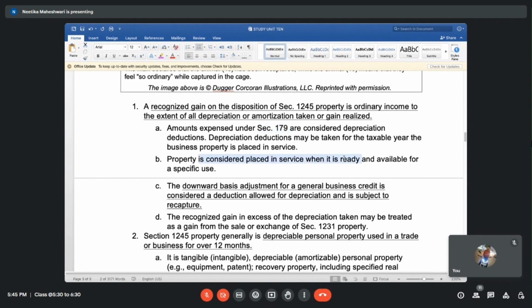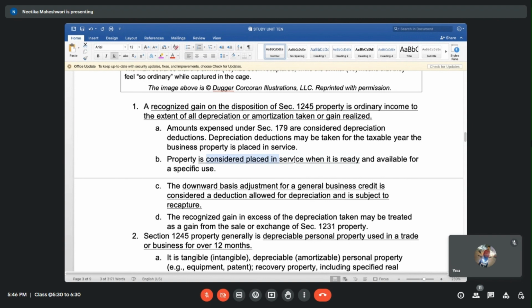Property is considered placed in service when it is ready. This is again a simple rule that we should know. It doesn't matter when the property has been bought. When do we start depreciating? When it is placed in service. There could be a time difference, a few weeks, a few months, maybe a couple of years. It doesn't matter when it was bought, but when it is placed in service. So whenever we are using the fixed asset module in our tax software, it will always ask the question: date property was placed in service. It never asks what is the date on which you bought the property.